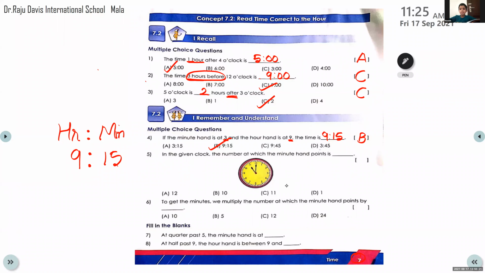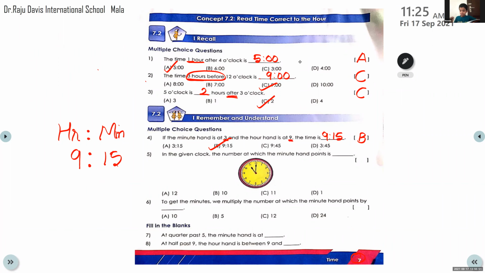Okay. Question number 5. In the given clock, the number at which the minute hand points is... At which number the minute hand is in? 11. At which is the minute hand? The long hand or the short hand?